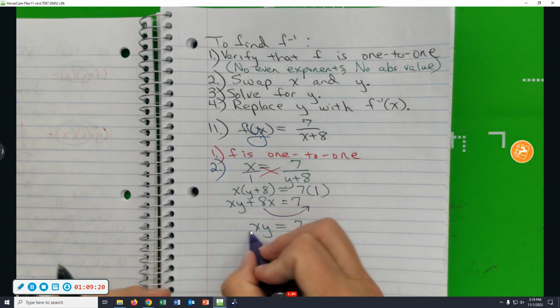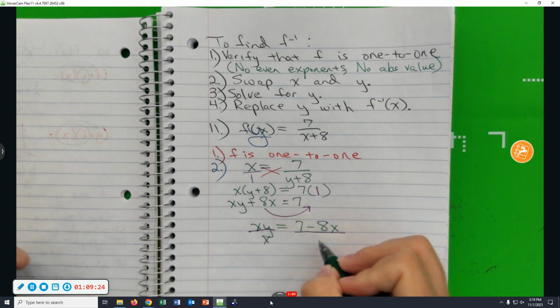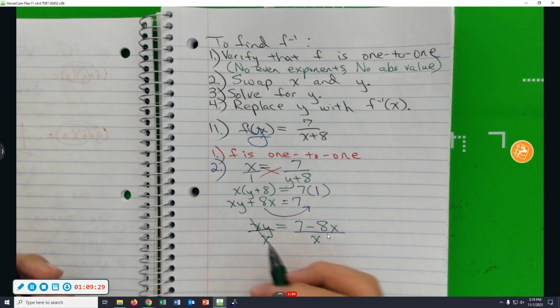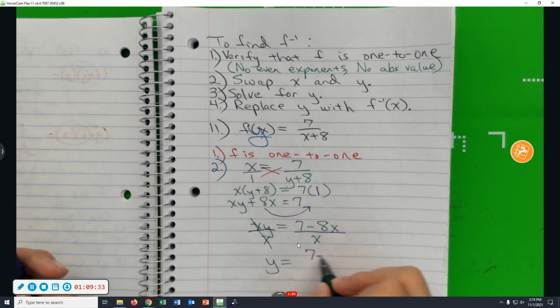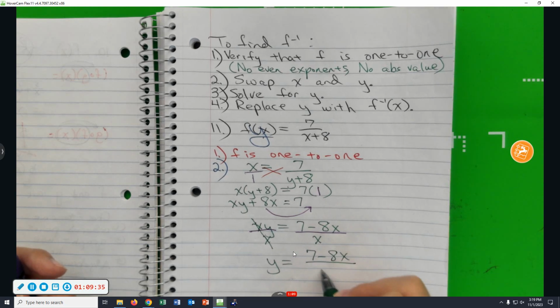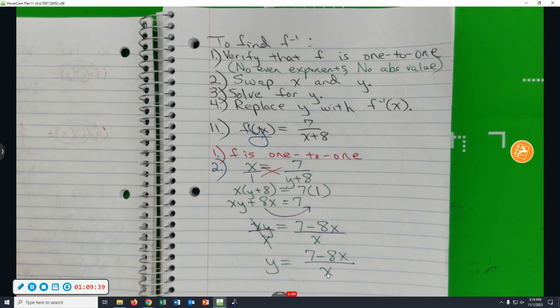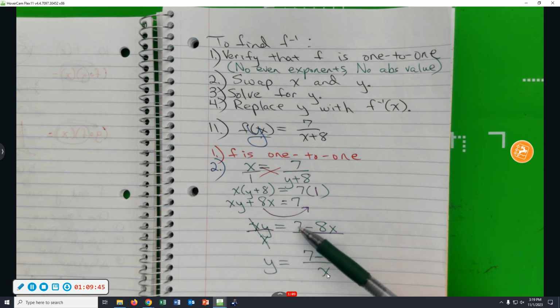Divide by x. Divide by x. So the x's cancel. That x here. So we have y equals 7 minus 8x all over x. Don't cancel the x and say 7 minus 8. You can only cancel the x's as if you split up. Remember 7 over x and then the 8x over x.